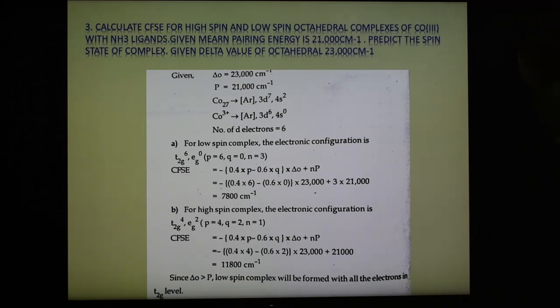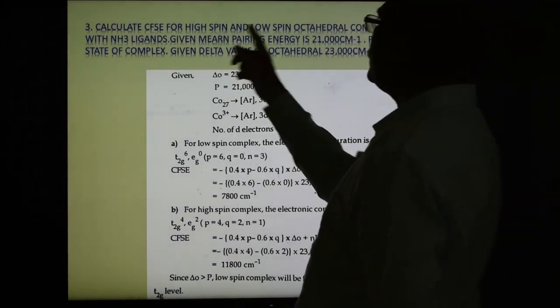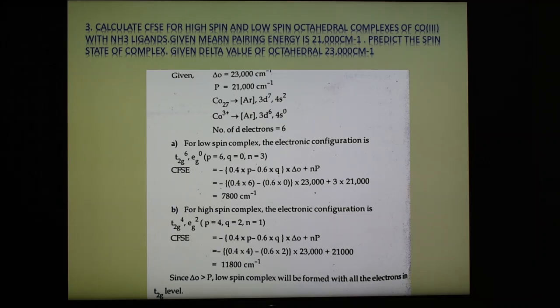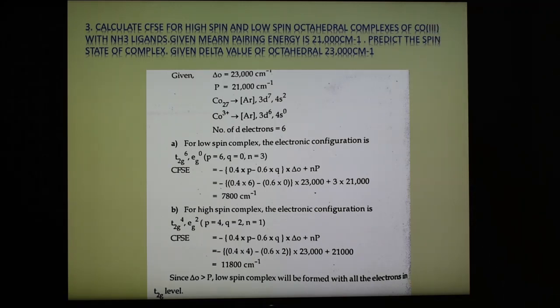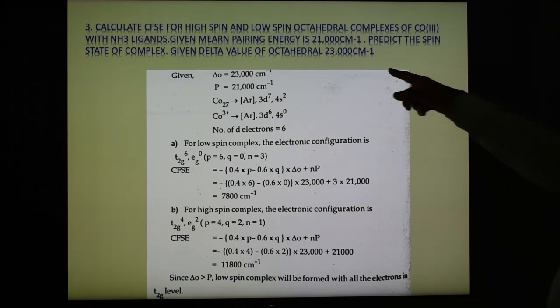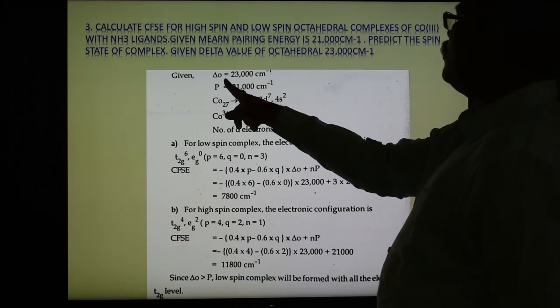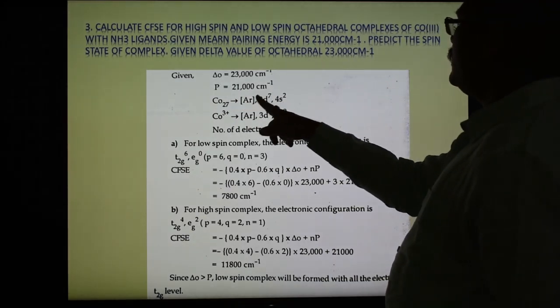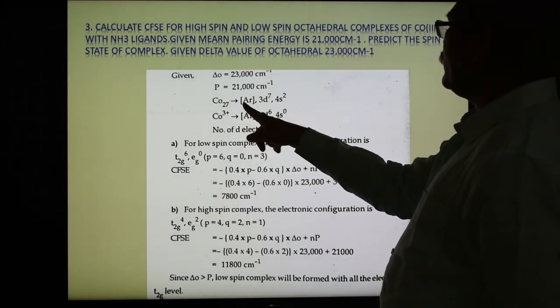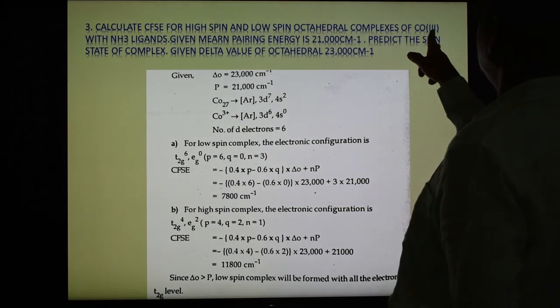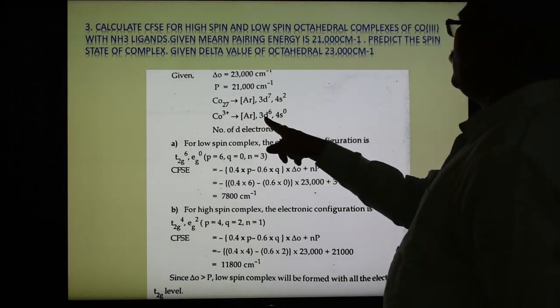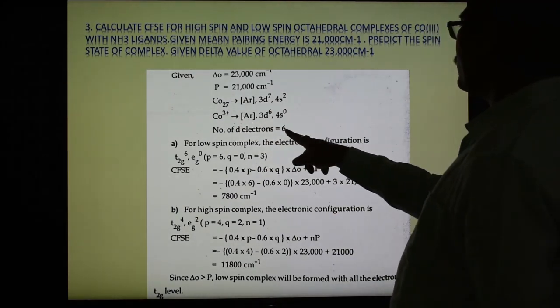Another, third numerical problem is to calculate the CFSE for high spin and low spin octahedral complexes of cobalt 3 with ammonia ligand. The mean pairing energy is given. Predict the spin state of the complex, given the delta O value of 23000 cm inverse. So the delta O value is given, the pairing energy is also given, and cobalt has atomic number 27, so 3d7 4s2. In this complex cobalt is in the 3 oxidation state, so Co3+ has 3d6 4s0, and the number of d electrons is 6.